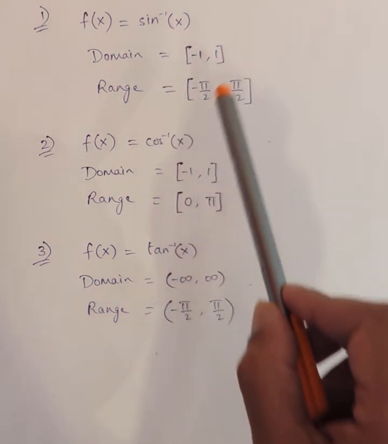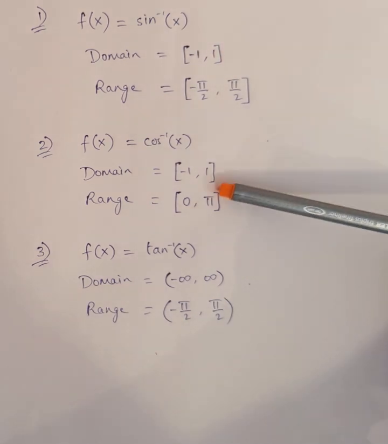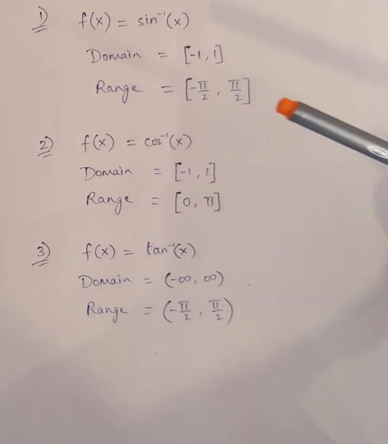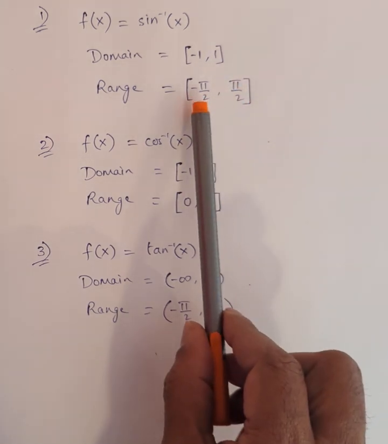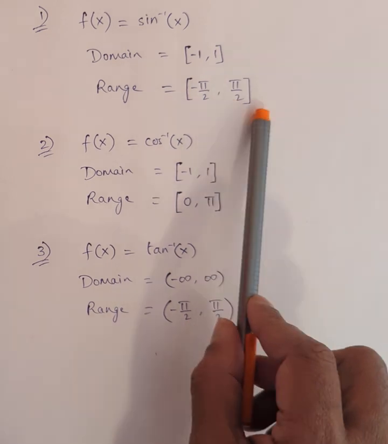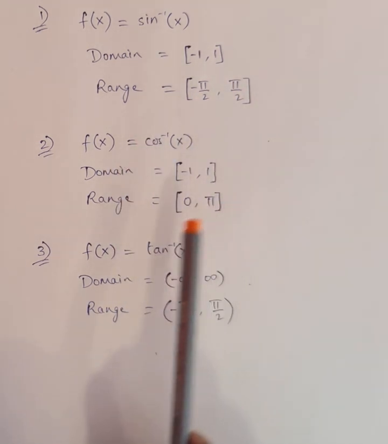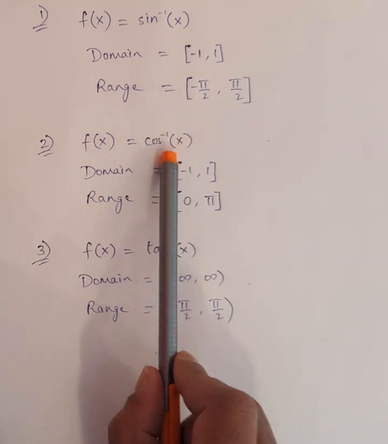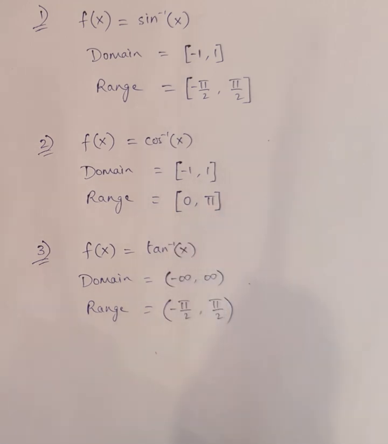So sine inverse and cos inverse take numbers between negative 1 and positive 1, including the boundaries, and they produce these angles. Sine inverse produces an angle in the fourth and the first quadrant. It goes from negative pi over 2 to positive pi over 2. Whereas cosine inverse will produce an angle in the first and the second quadrant. It goes from 0 to pi.